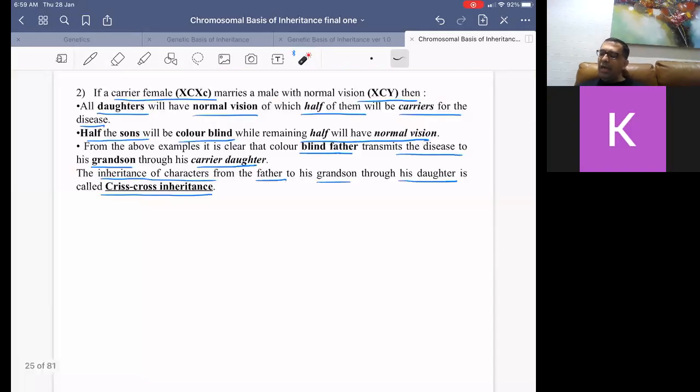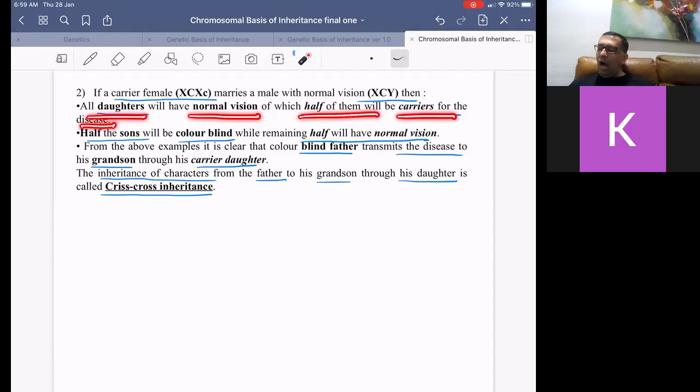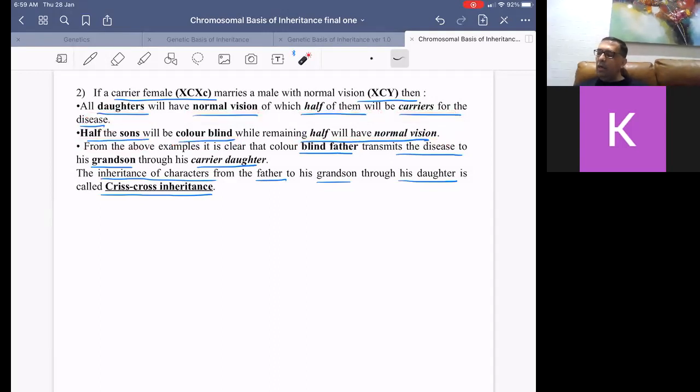Now, suppose the carrier female marries a male with normal vision. Then all the daughters will have normal vision, half of which will be carriers for the disease. Half the sons will be colorblind, while the remaining half will have normal vision. So, it is clear that the colorblind father transmits the disease to his grandson through the carrier daughter.